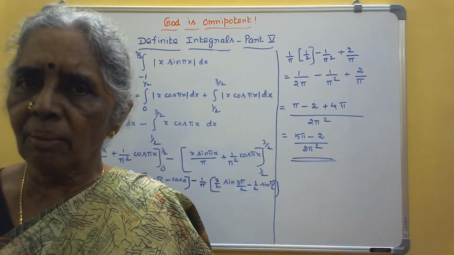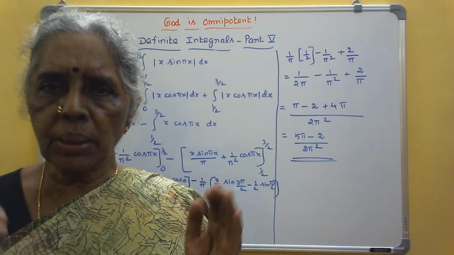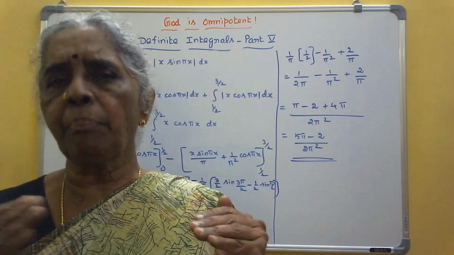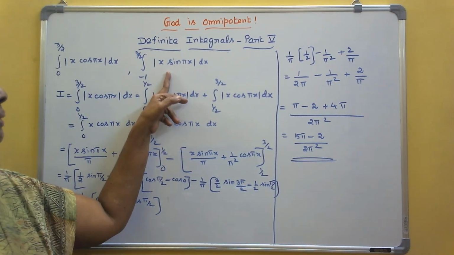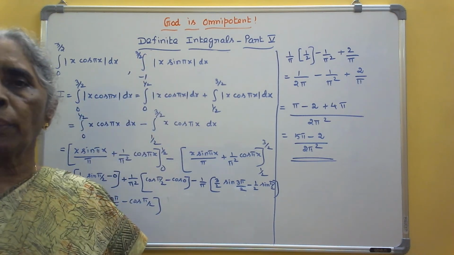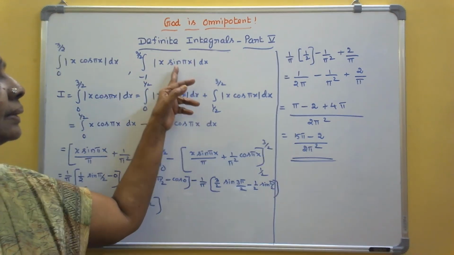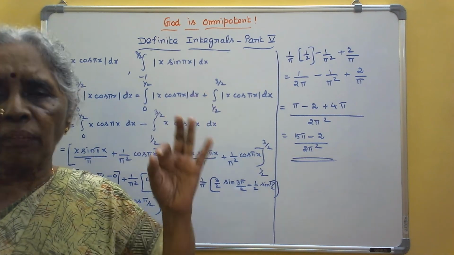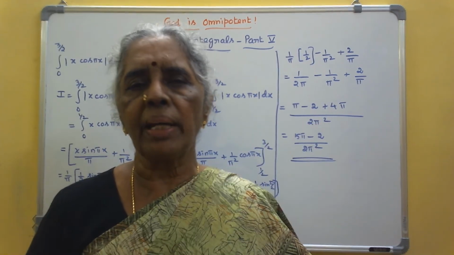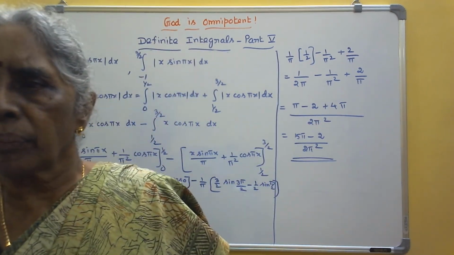Is this sum clear? Now, you use the same principle, same method, and you do this sum: integral from minus 1 to 3 by 2, mod x sin pi x. Then definitely these two sums will be very clear to you.